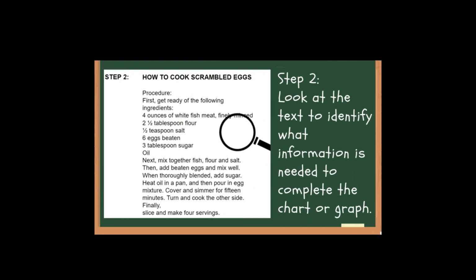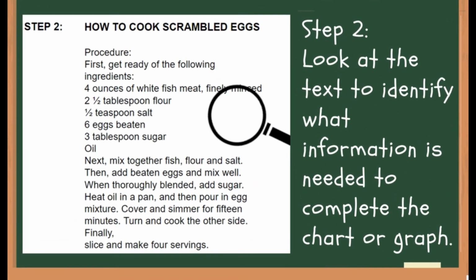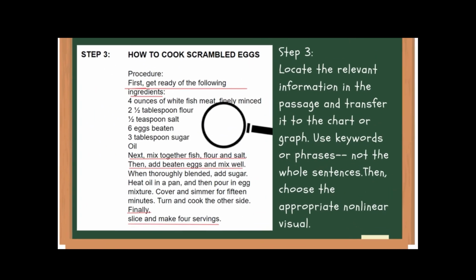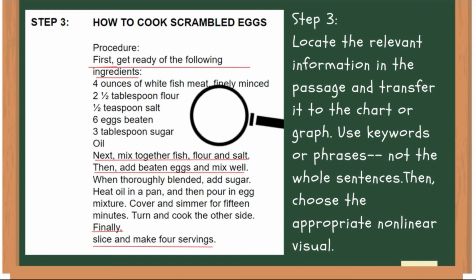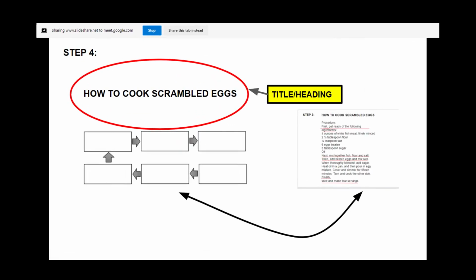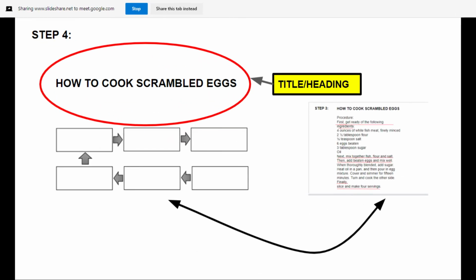Step 2. Look at the text to identify what information is needed to complete the chart or graph. Step 3. Locate the relevant information in the passage and transfer it to the chart or graph. Use keywords or phrases, not the whole sentences. Then, choose the appropriate nonlinear visual. Step 4. You may be required to include a heading or title and classify information into categories under headings.